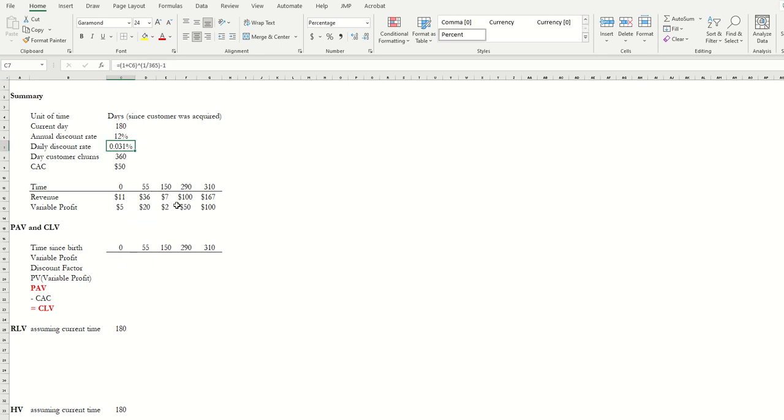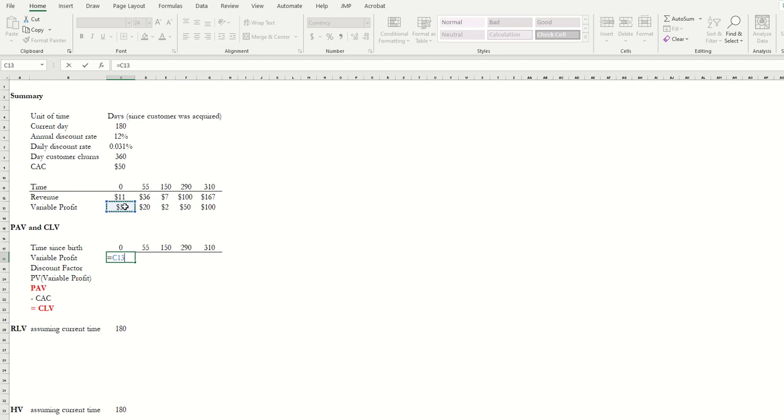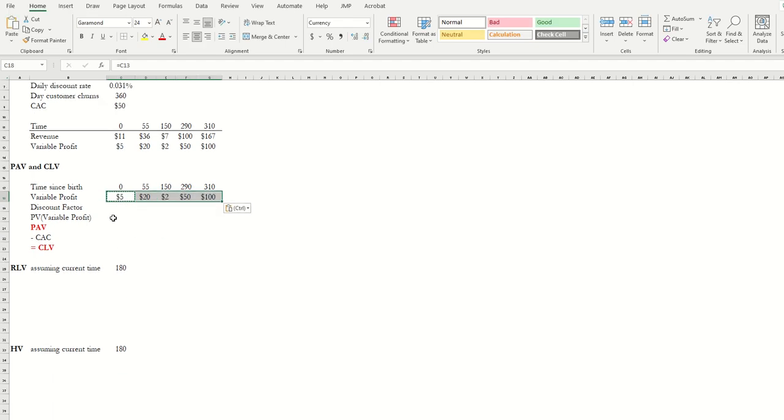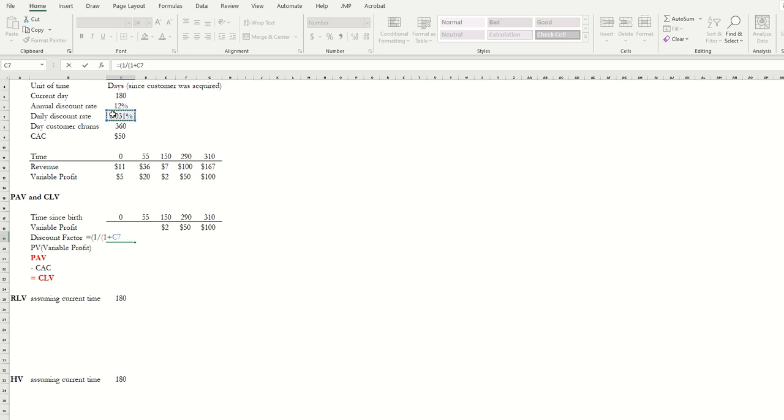And so now we can use this and say, all right, if I'm going to get this variable profit of $50 290 days from now, I'm going to discount it back using this discount factor raised to the power of 290. So I got my variable profits over here. My discount factors are going to be equal to 1 over 1 plus the daily discount rate raised to this power. So it's doing what we would expect it to do.